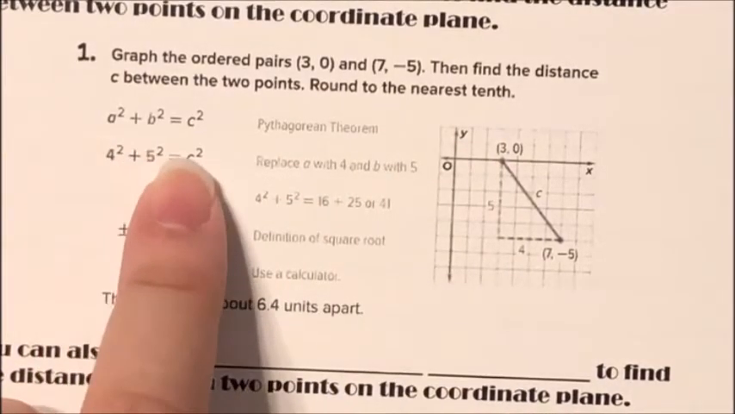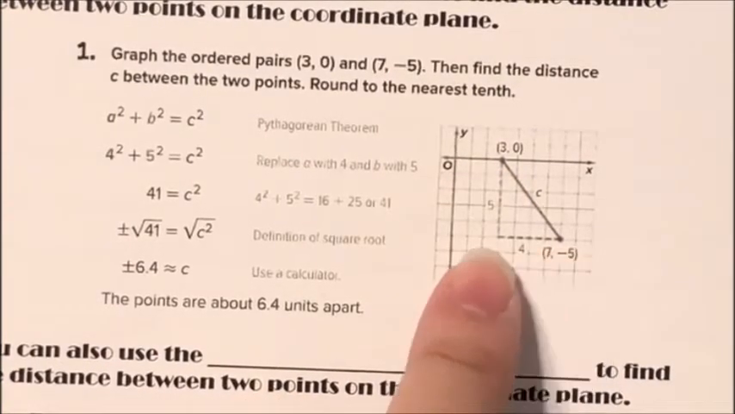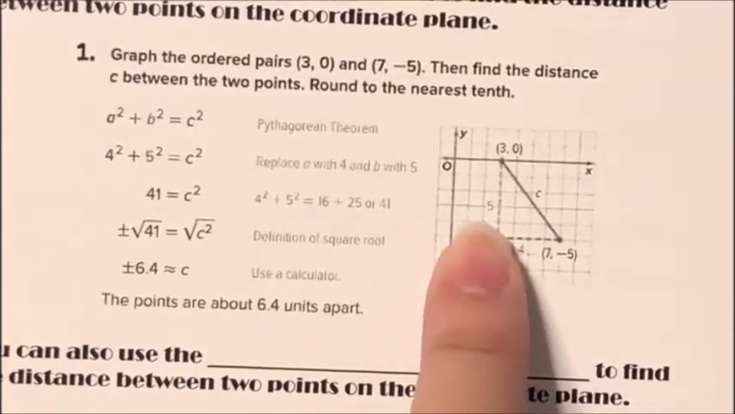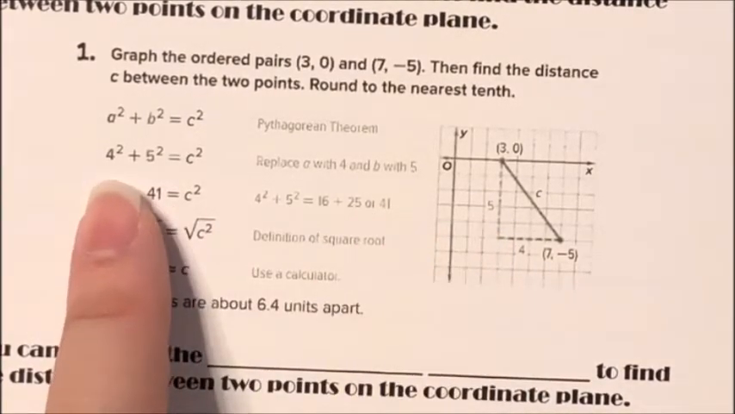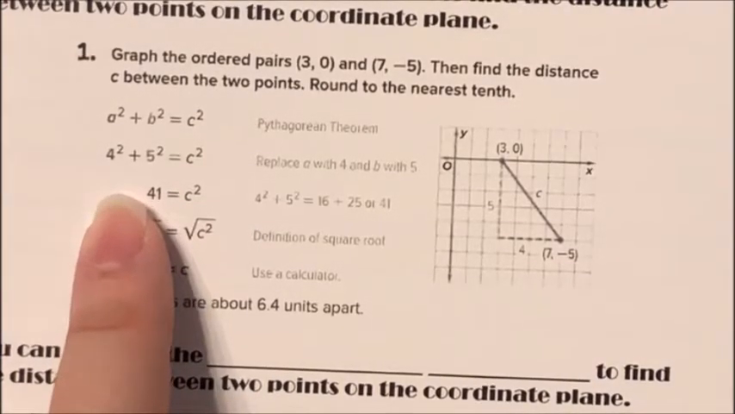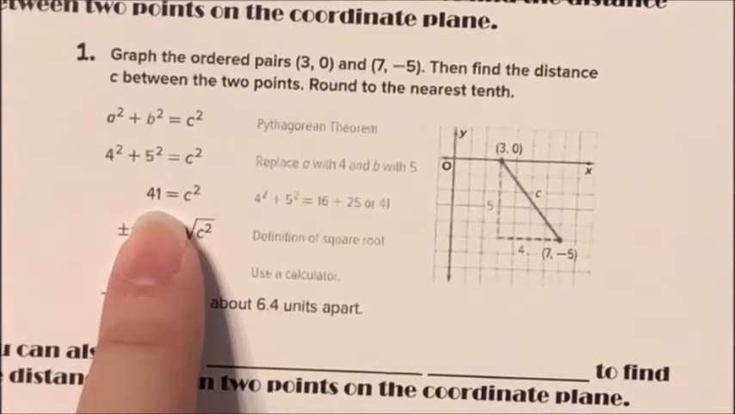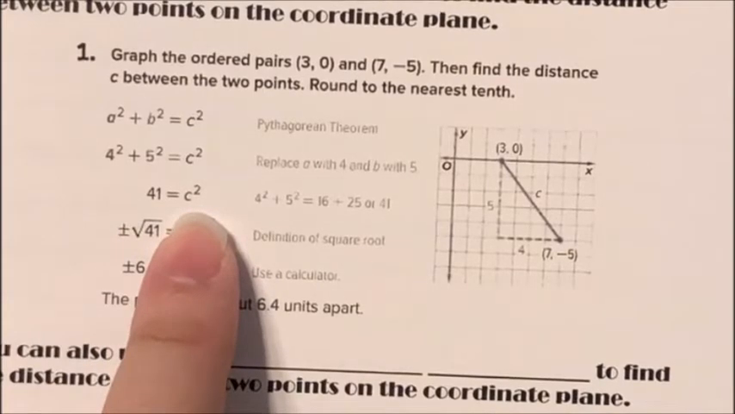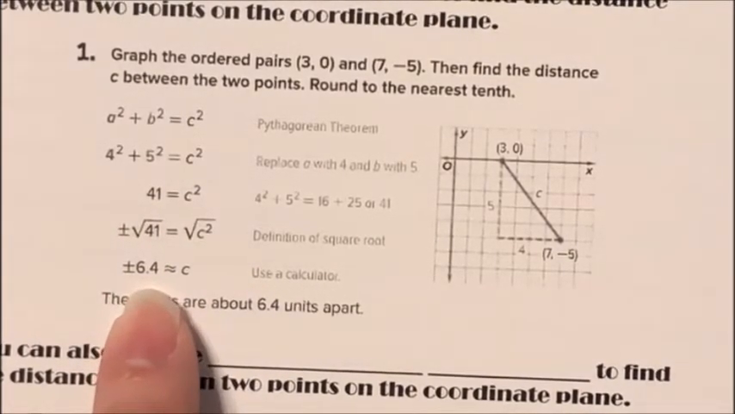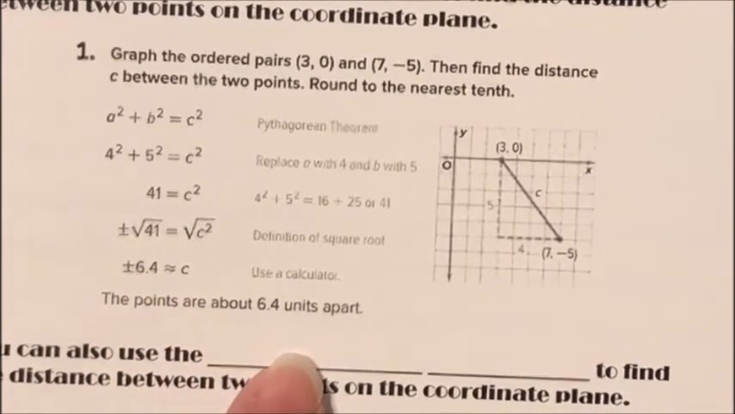So I have a squared plus b squared equals c squared. Here are my 2 points, right? They form a right triangle. One of my legs is 4, the other one is 5. So 4 squared plus 5 squared equals c squared. 4 squared is 16, 5 squared is 25, and when I add them together, I get 41. 41 equals c squared. Then I can square root both sides, so I get plus or minus 6.4, which is c. So the points are about 6.4 units apart.